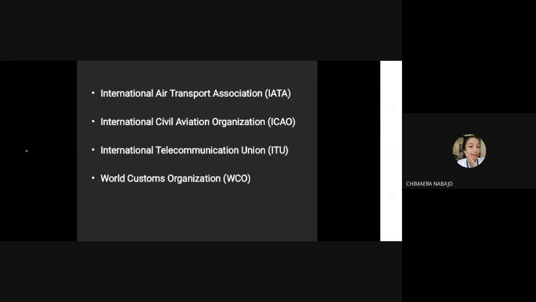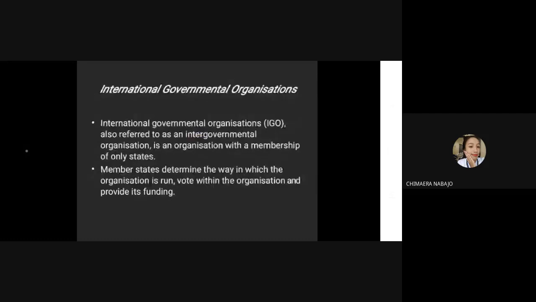It is established by a treaty that acts as a charter creating the group. An international governmental organization is referred to as an intergovernmental organization. It's an organization with a membership of only states. This organization is usually founded upon a treaty or a multilateral agreement and consists of more than two states. Member states determine the way in which the organization is run, vote within the organization, and provide its funding.